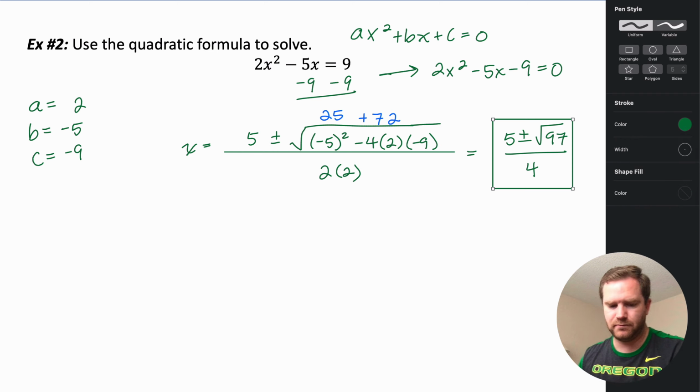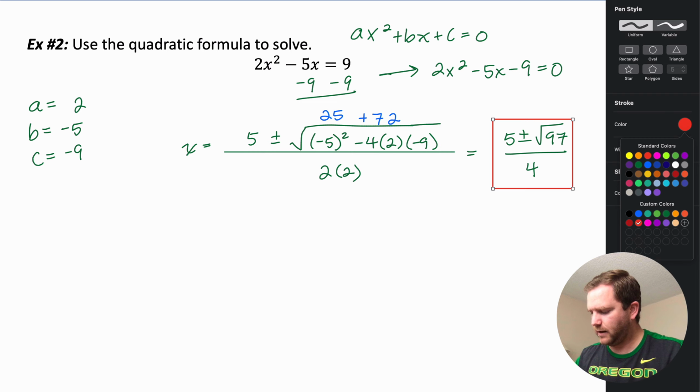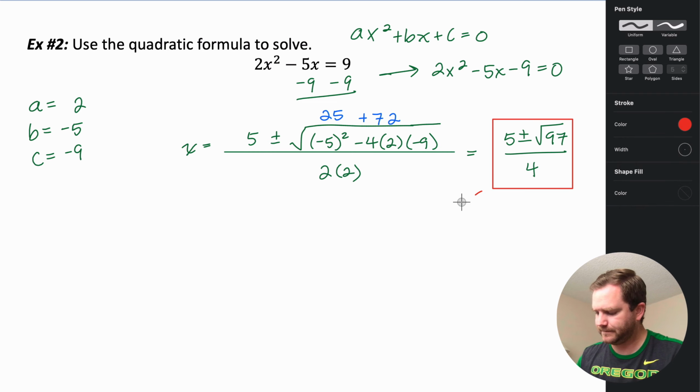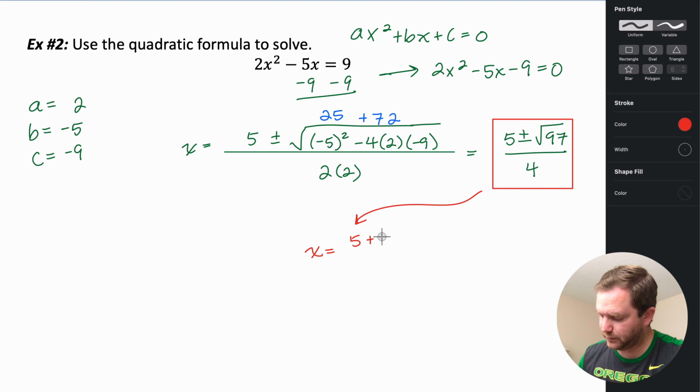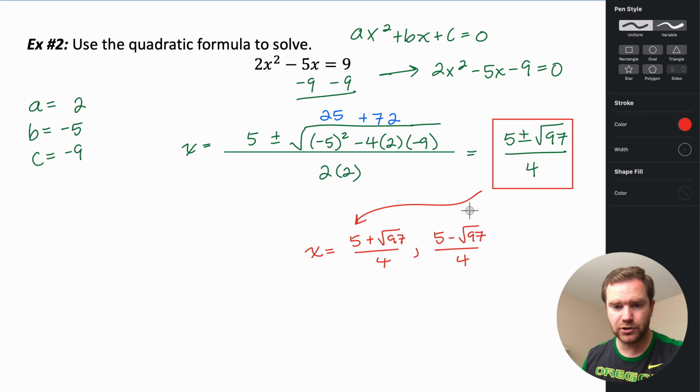But what does it mean? Do you remember what it means? It really means that x is equal to 5 plus the square root of 97 over 4, or 5 minus the square root of 97 all over 4. So those would be our two solutions. And if you plugged this into your calculator, it would give you the two different x values where your graph is crossing the x-axis. So those are our solutions to our equation.